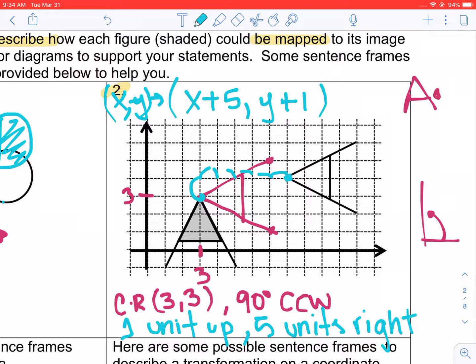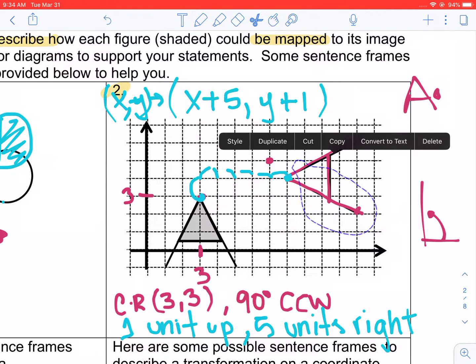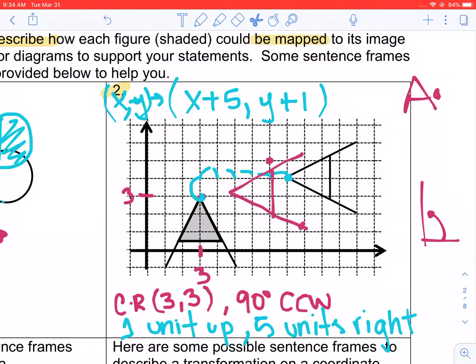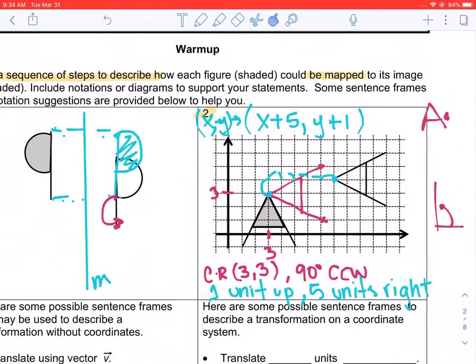When I do this and I move this figure that way, now this figure will be here and it's overlapping, which means that I did my transformation correctly. Okay, so that's it for the warm-up.